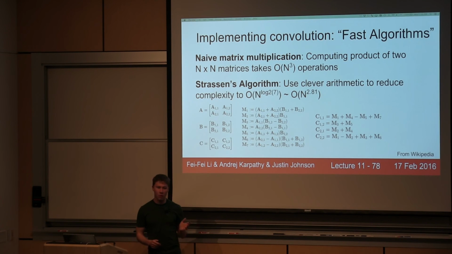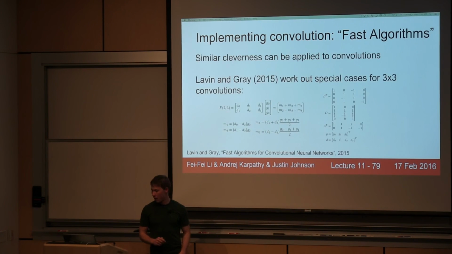And from im2col, we know that we can implement convolution as matrix multiplication. So intuitively, you might expect that similar tricks might be applicable to convolution. And it turns out they are. There's a really cool paper that just came out over the summer where two guys worked out very explicitly some special cases for 3x3 convolutions. I'm not going to go into details, but it's a similar flavor to Strassen's algorithm, where you compute very clever intermediates and then recombine them to save a lot on the computation.